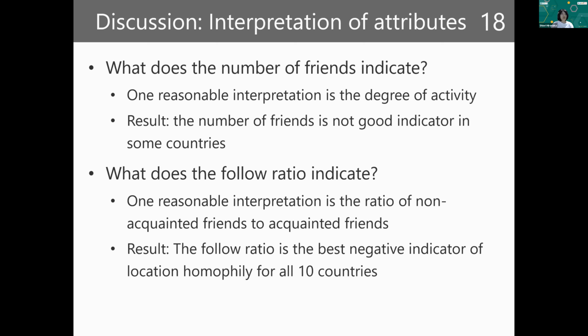Our interpretation of the flow ratio is a ratio of non-acquainted friends to acquainted friends. When a user follows someone, if the followed user knows the user, they will follow back. So the ratio becomes 1 or less.